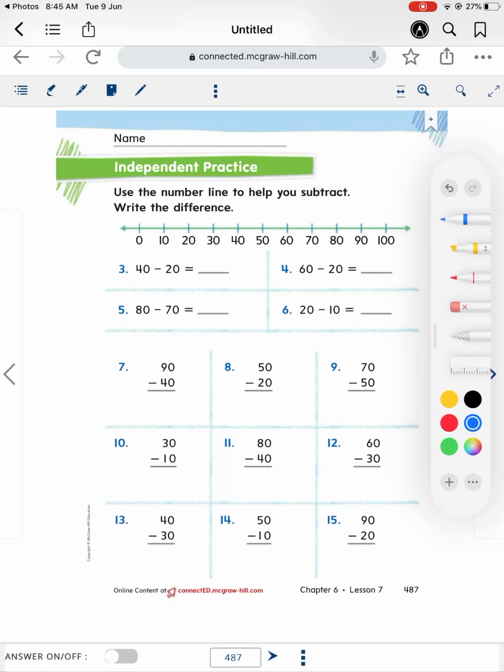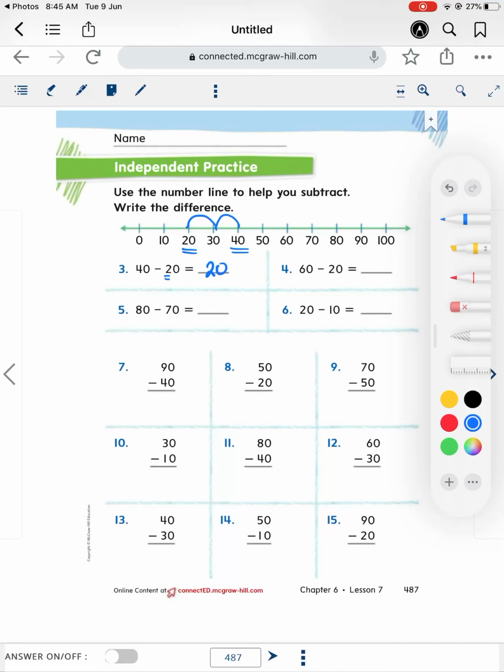How about here? 40 minus 20. This is my 40. How many jumps? 2 jumps. I will jump 2 jumps, so that means 10, 20. So what is the answer? 20. How about question number 4?